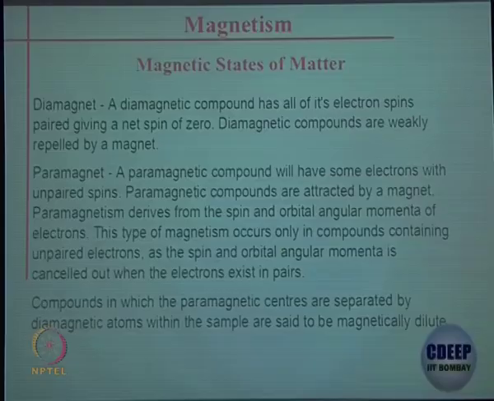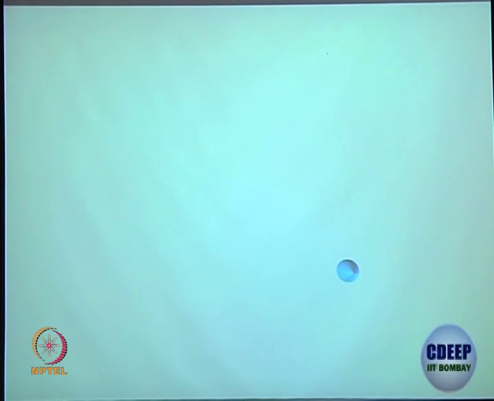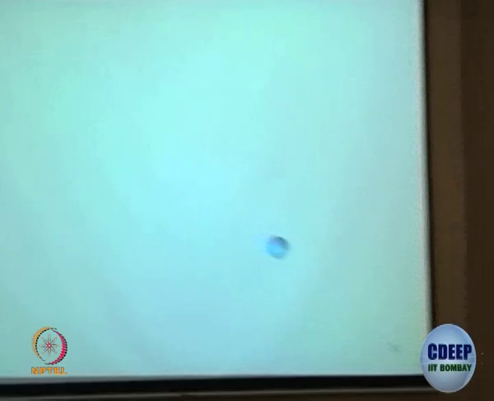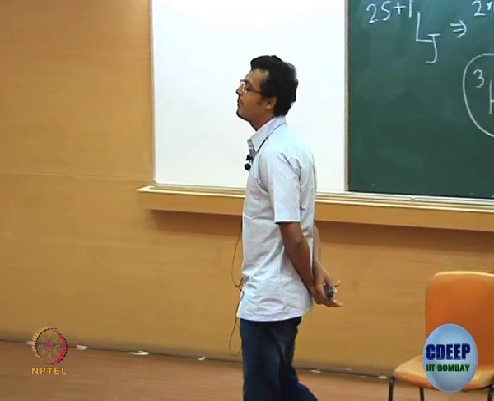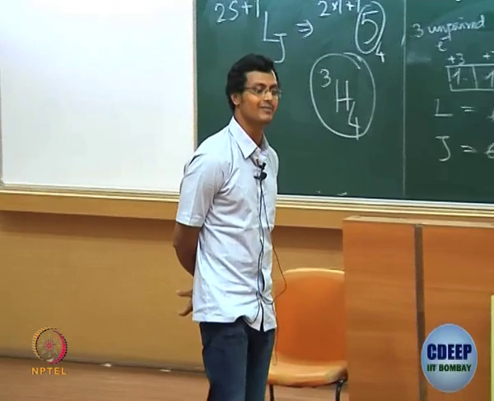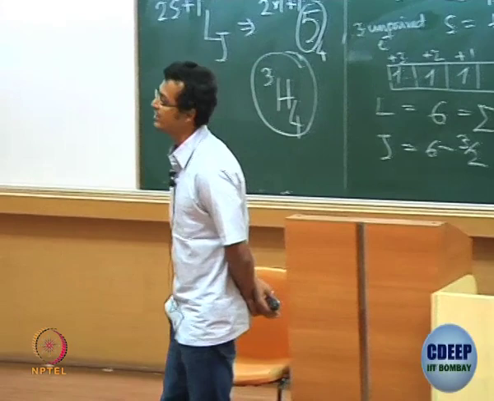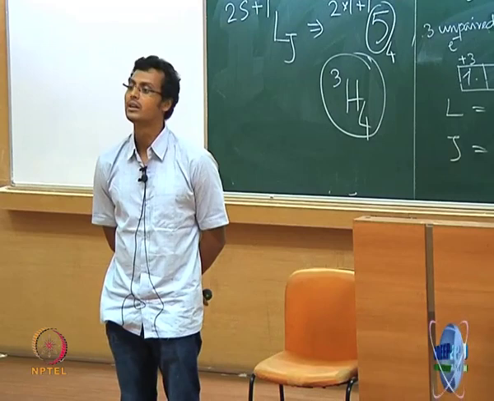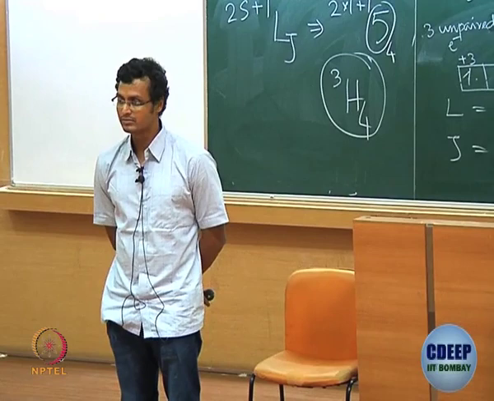Now I'll move from there to simple temperature dependence of magnetism. Okay, so you have a material, let's say with f electrons or d electrons, whatever you have. You know at room temperature the magnetic moment value is whatever, let's say 2 Bohr magneton. You know there is a value.